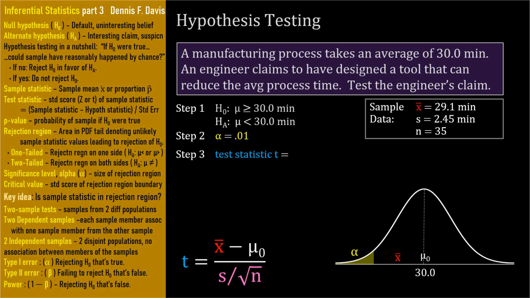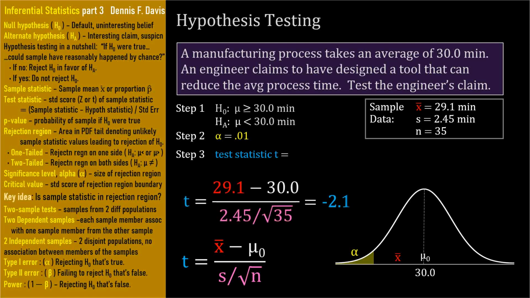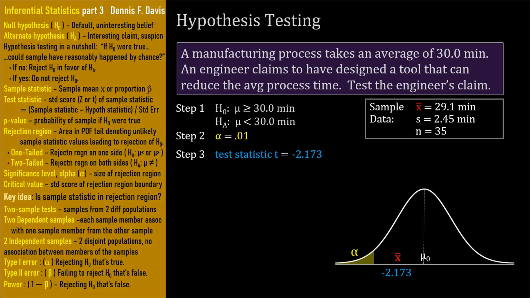The formula for the test statistic t is x bar minus mu naught divided by the sample standard deviation over the square root of the sample size n. S divided by the square root of n is the standard error of the mean, our estimate of the standard deviation of the sampling distribution. So the test statistic t turns out to be negative 2.173. X bar is 2.173 standard errors below the mean mu naught.